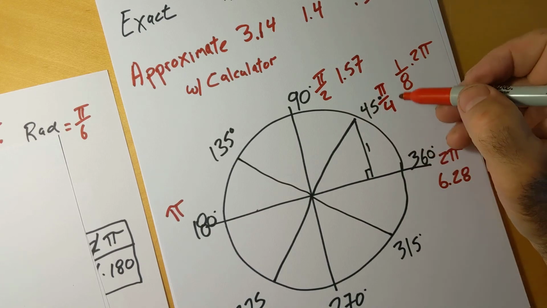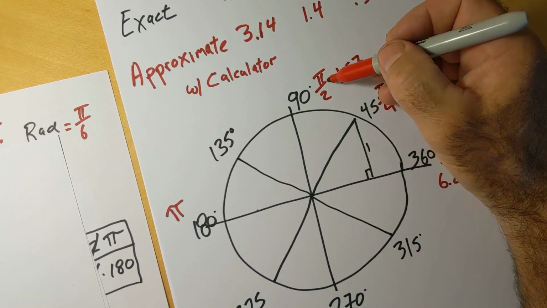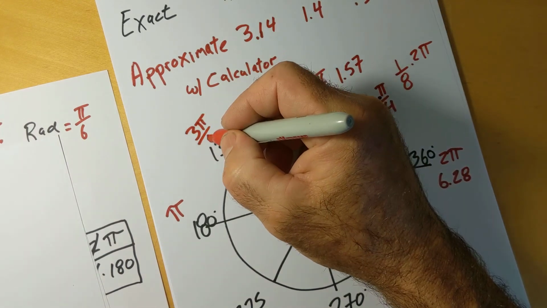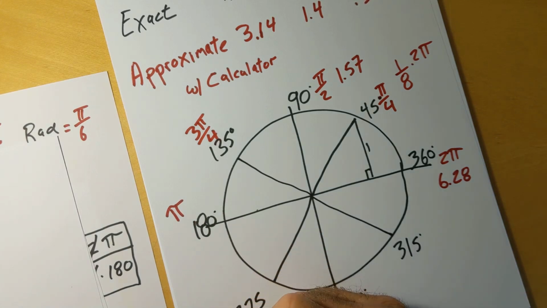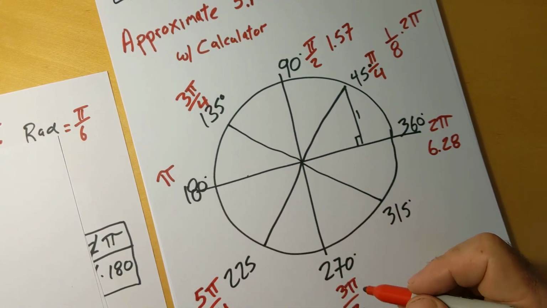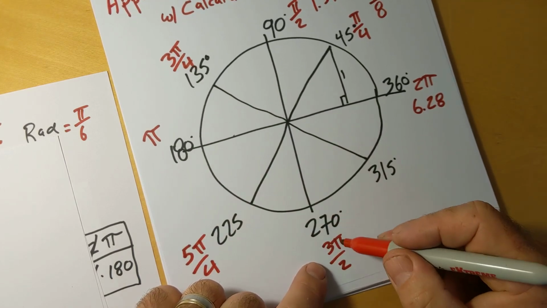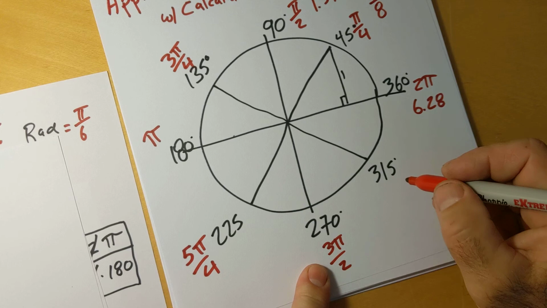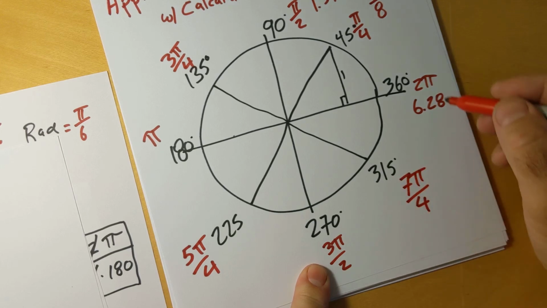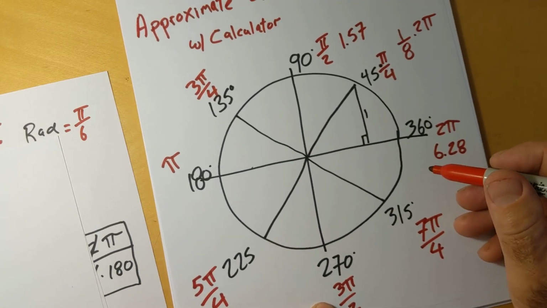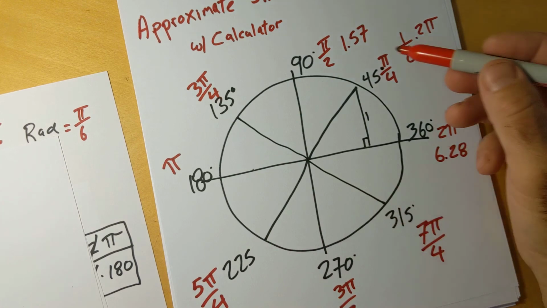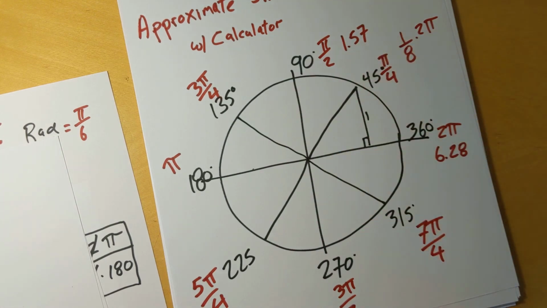So I'm counting by quarters. 1/4, 2/4, 3/4, 4/4, 5/4, 6/4, right? 3 over 2 is 6/4. So 5/4, 6/4, 7/4. And then back to 8/4. 8/4 is 2 pi. So those are the radian exact value 45 reference angles. Okay, well I hope that helped explain the difference between degrees and radians.